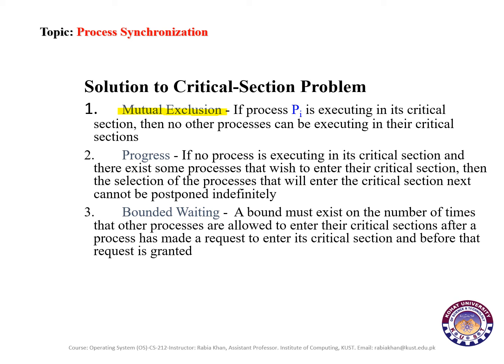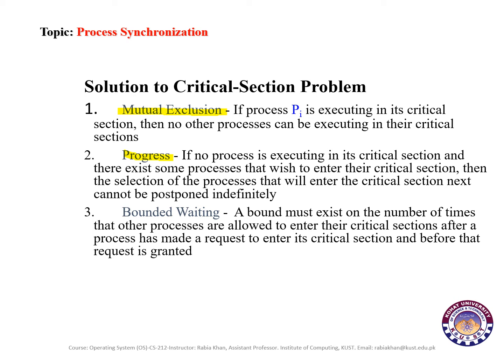The second criterion is progress. Now, what is progress? Progress states that if the critical section is available and there is more than one process that wants to gain access to the critical section, the decision of which process the critical section should be assigned to must not be delayed or postponed indefinitely. This decision should be made quickly, and the operating system makes this decision.